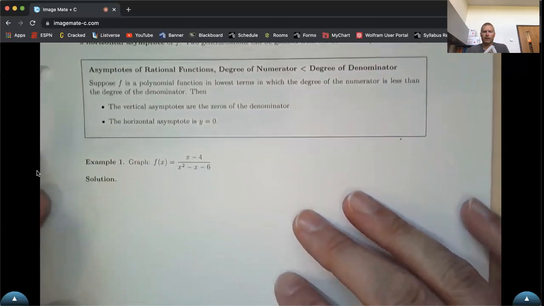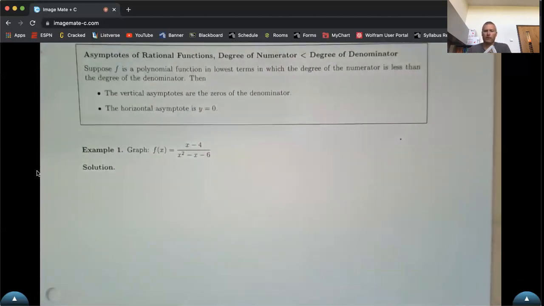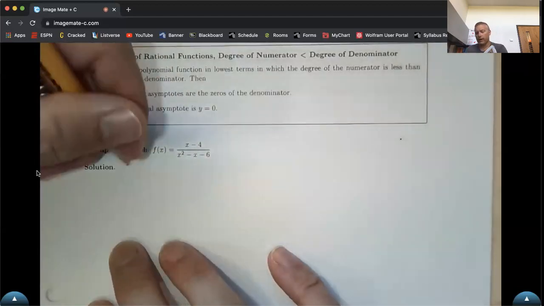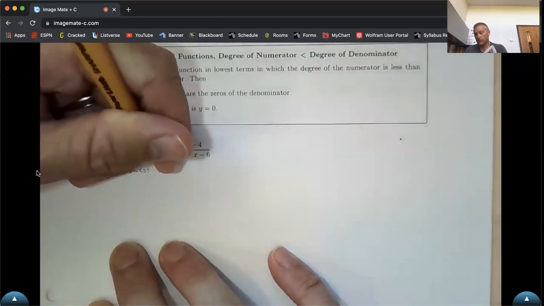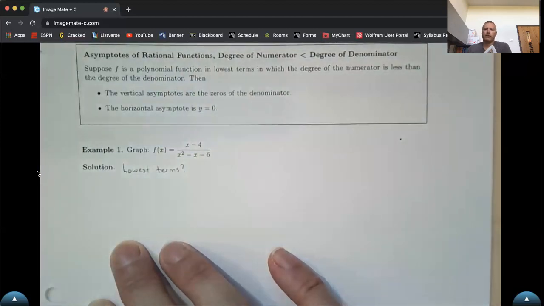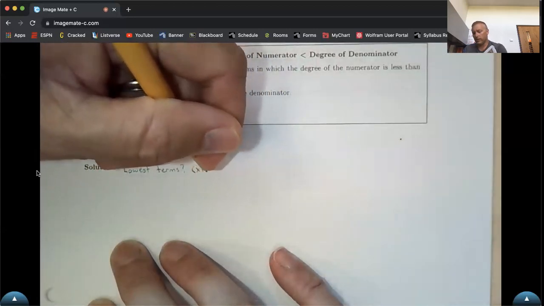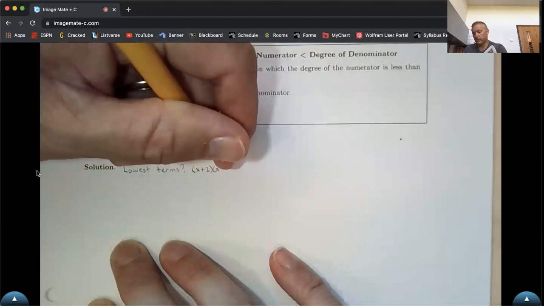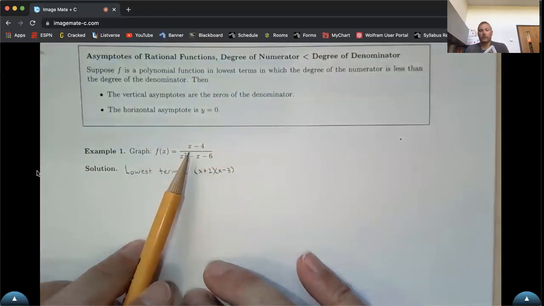So looking at a concrete example, we're going to graph f of x is x minus 4 over x squared minus x minus 6. So first we check that it's in lowest terms. Meaning, is there anything that can cancel out, any common factors? Well, x squared minus x minus 6 can be written as x plus 2 times x minus 3. So it's not going to cancel out with x minus 4.